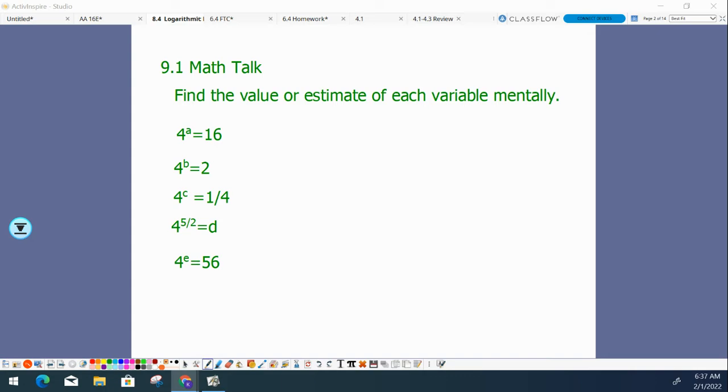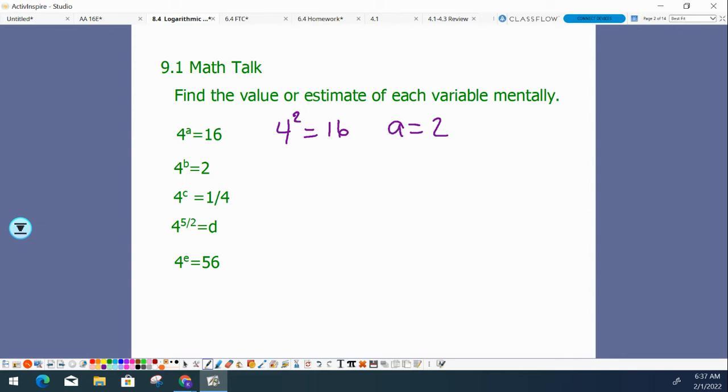Why don't you pause the video and take just a couple of minutes to look through these problems and figure out what the variables are. Then hopefully, when you look at the first one for A, you can just see you should know 4 squared is 16. Therefore, A is 2.